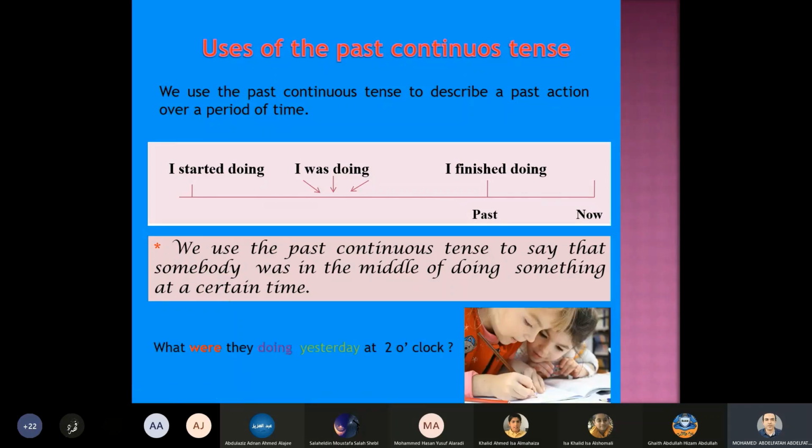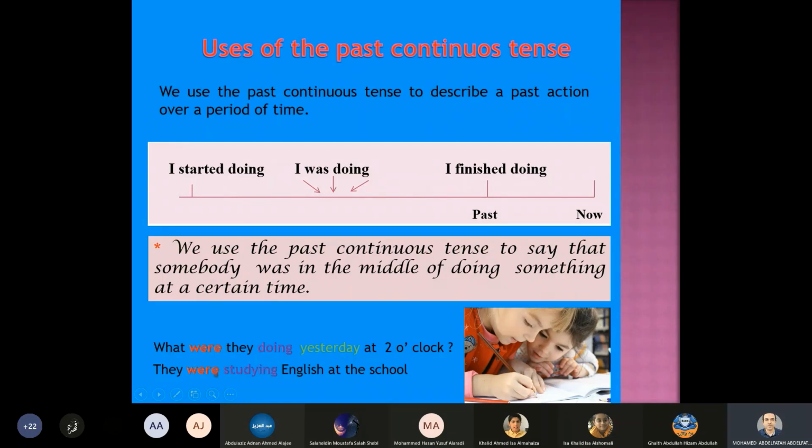For example, I have here a question, and all students now you can write in the chat box. Don't forget to use was or were plus the verb plus ing. What were they doing yesterday at 2 o'clock? Look here, students, I am talking about they, two girls. I used the auxiliary verb were. What were they doing yesterday at 2 o'clock? Let's see a model answer.